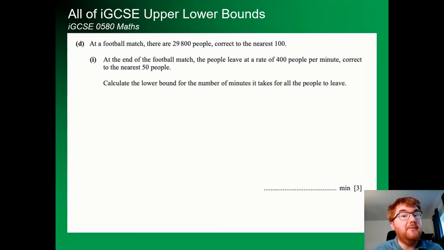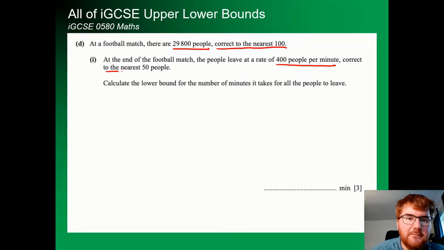So this comes from a paper 4, which is following on from a more extended question. So at the football match, there are 29,800 people, correct to the nearest 100. So I'm going to underline that. At the end of the football match, the people leave at a rate of 400 people per minute, correct to the nearest 50 people. Okay, so we've got the information there, and we want the lower bound for the number of minutes it takes for all people to leave.